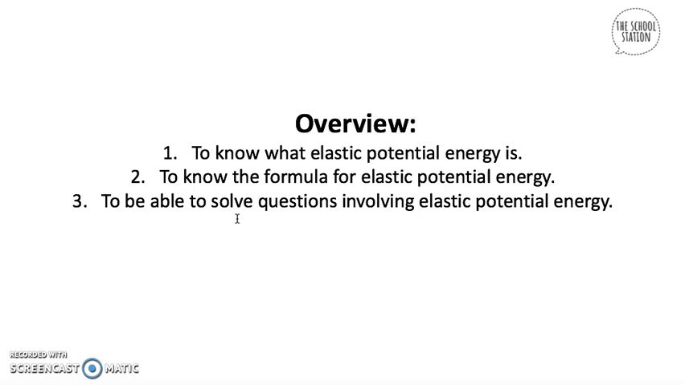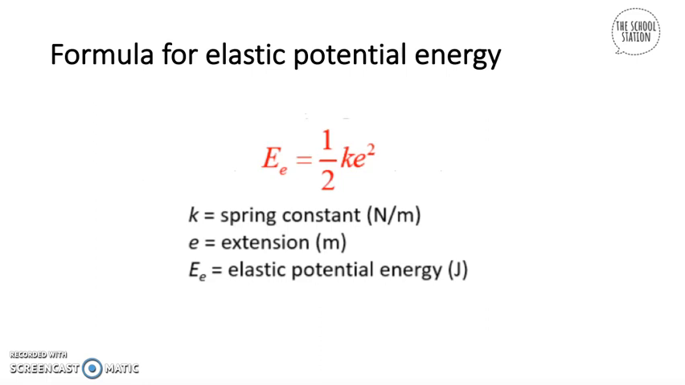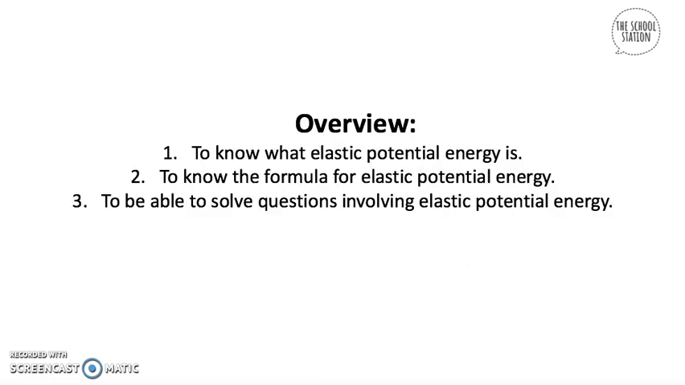So we have learned in this video about what elastic potential energy is. It is basically the energy that is stored in any elastic material. We also have learned the formula for elastic potential energy, which obviously is the formula over here, equals a half times K times E squared. And we also have learnt to solve questions involving elastic potential energy, but I would still advise you to practice more questions. I hope you guys have enjoyed this video.